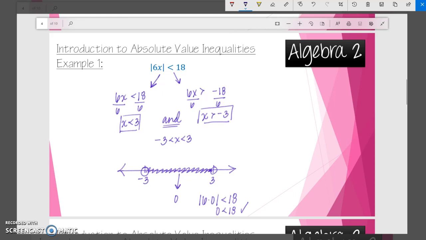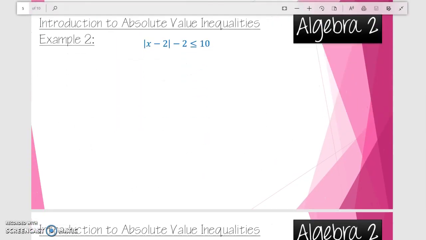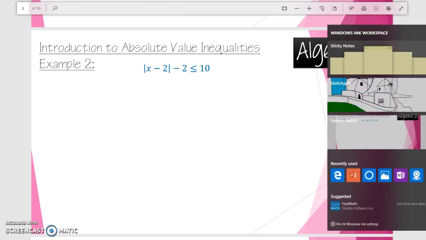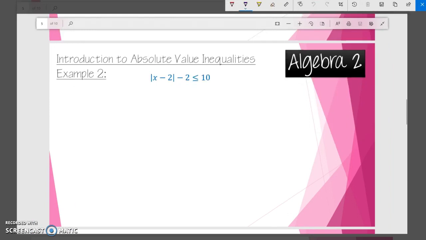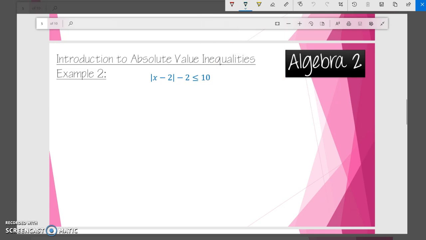So let's try a few more of these where we're taking a look at some slightly more complex inequalities along the way. So go ahead and scroll to example 2. And with example 2, we're going to do things exactly the same way, but we're just going to perform some preliminary steps before we separate things out. So for this one, I'm going to begin by adding 2 to both sides. So that way the absolute value is completely by itself on the left. So I'll have the absolute value of x minus 2 is less than or equal to 12. Then I can go ahead and break that into 2 pieces.